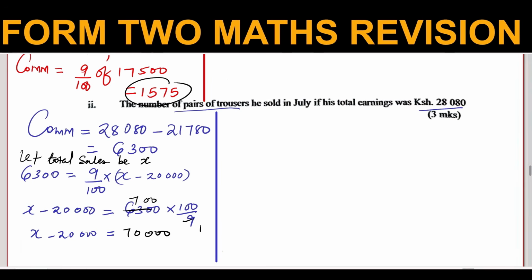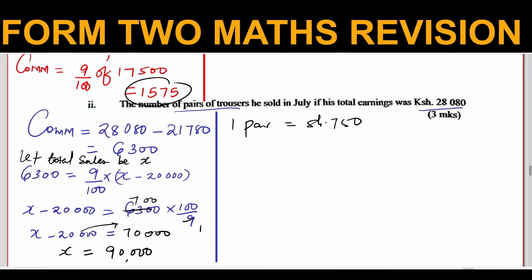You get 70,000. So the total sales will therefore be 70,000 plus 20,000, and this will be 90,000. X is total sales, 90,000. So now after getting the total sales, remember these sales were made from the trousers, and we know that one pair of trousers costs 750.